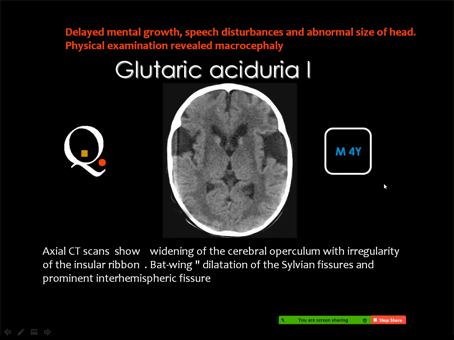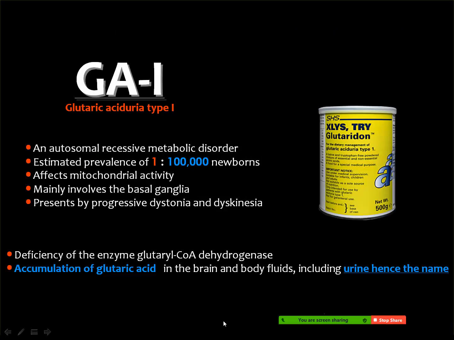Then glutaric aciduria means that it is very characteristic that there is some, let us say, atrophic changes or cystic appearances of the sylvian fissure, bilateral and symmetric, together with the classic appearance of delayed mental growth, speech disturbance, and abnormal size of the head. And this is one of the cases also you can diagnose by the presence of macrocephaly.